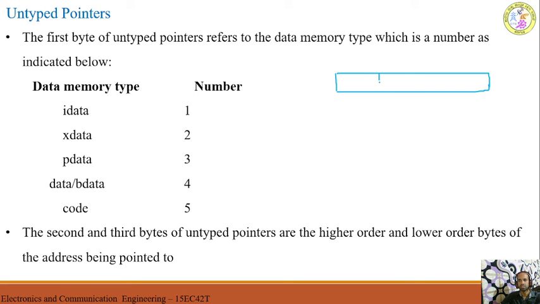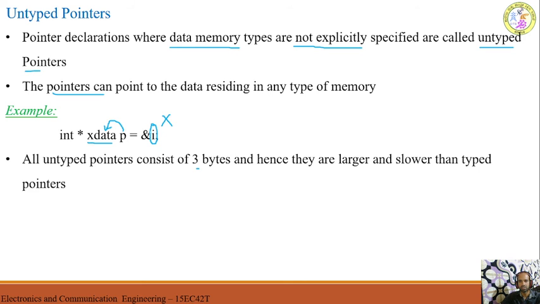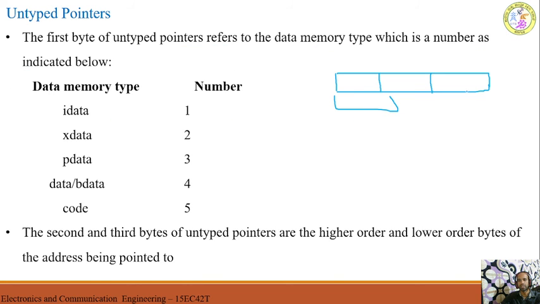Whenever we write an instruction, let us say this is a 3-byte instruction. The instruction will be converted into binary, like 0 1 1 0 1 1 and so on, because the compiler converts everything into binary, and again the binary is divided into 3 bytes. The first byte of the untyped pointers refers to the type of data memory, which is a number as indicated below. Suppose in the first byte you have the number 1, then it indicates that the data memory is idata.